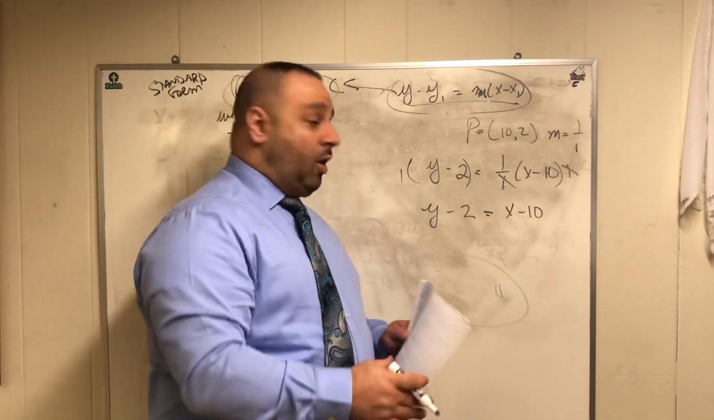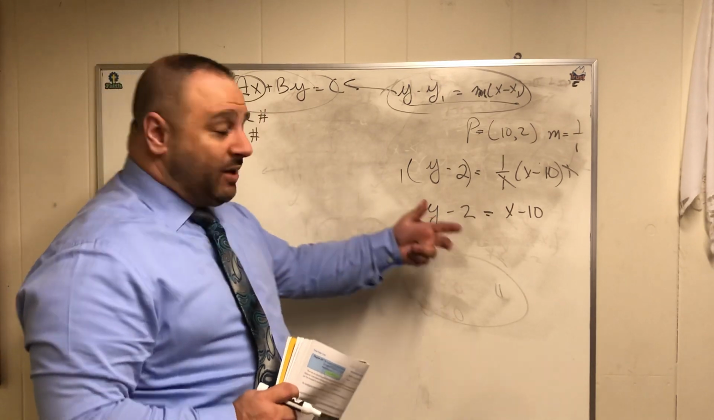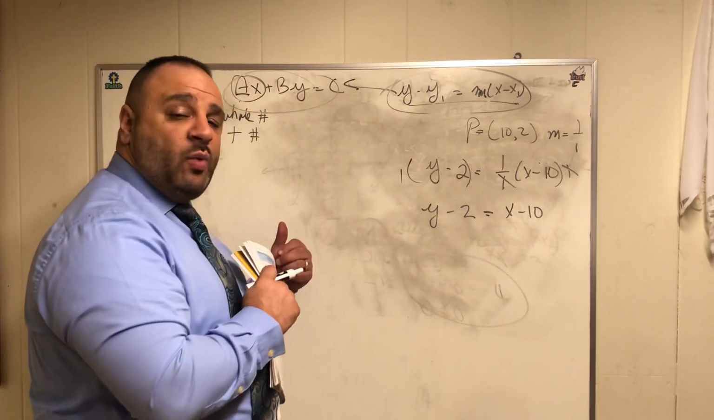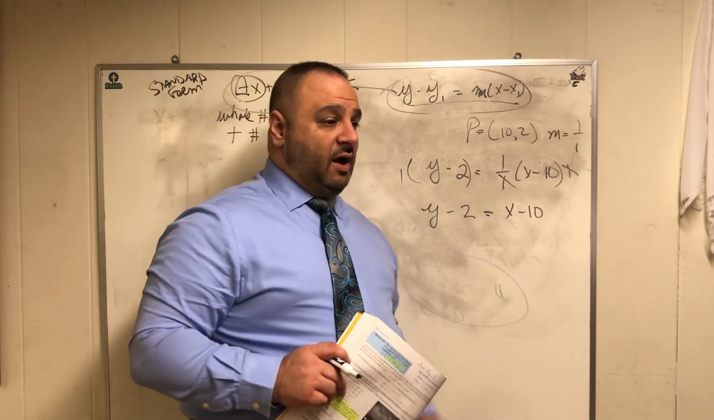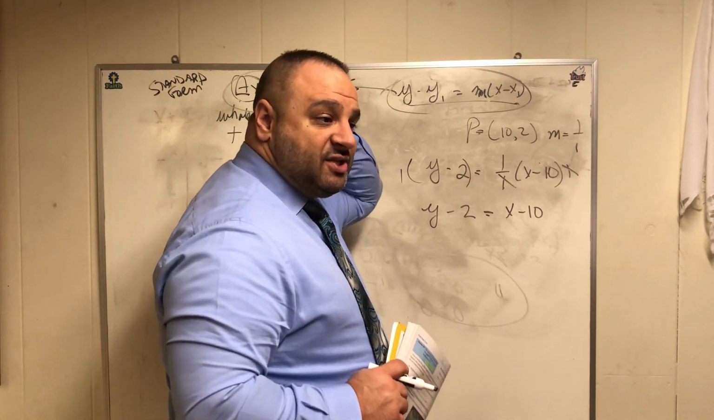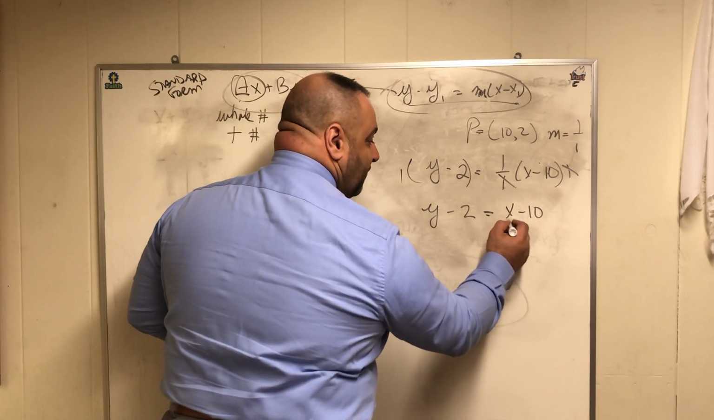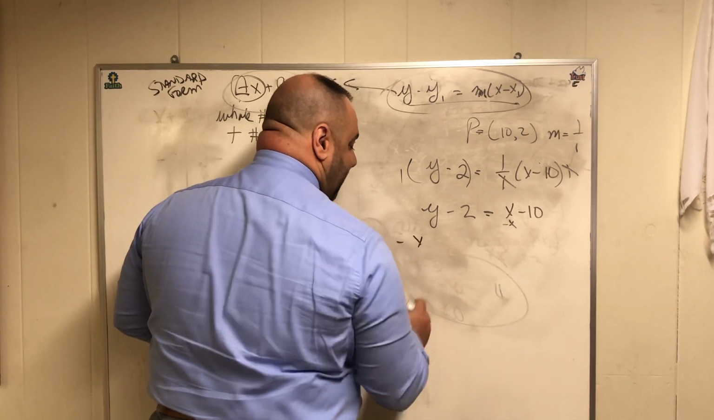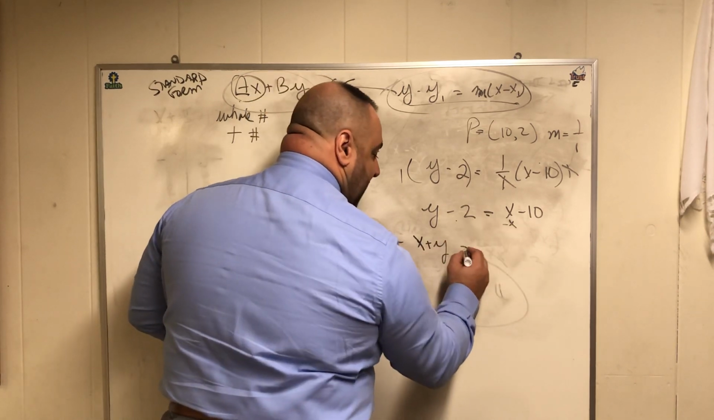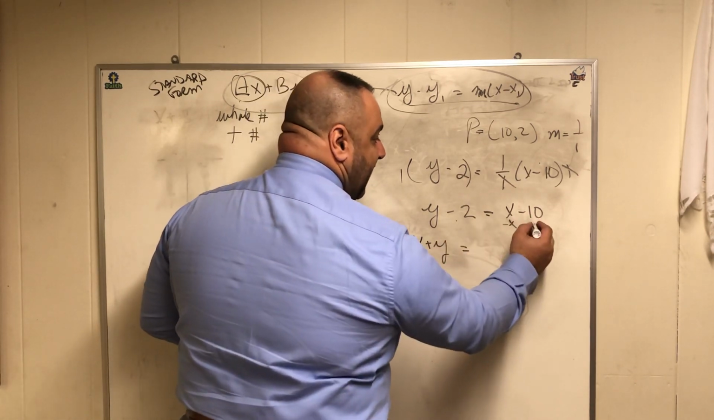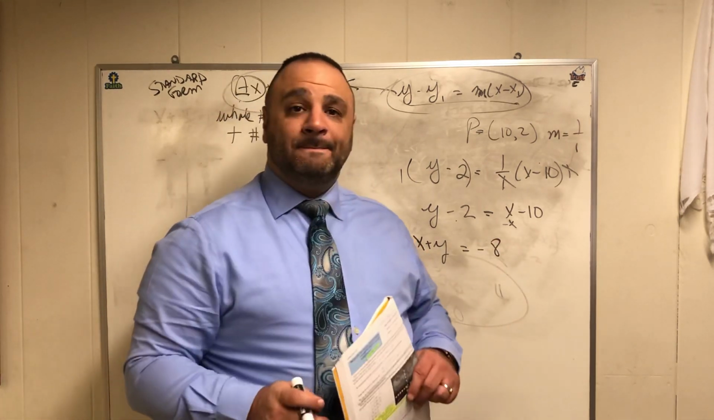Now let's arrange it into our standard equation. So I want to get x and y to the left of the equation, and I want to get negative 2 to the right side of the equation. So let's simply do that. So I'm going to subtract x from both sides. So we have negative x plus y, and I'm going to add 2 to both sides, equals, and then negative 10 plus 2 is negative 8.